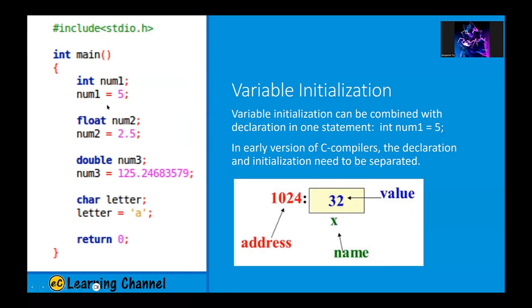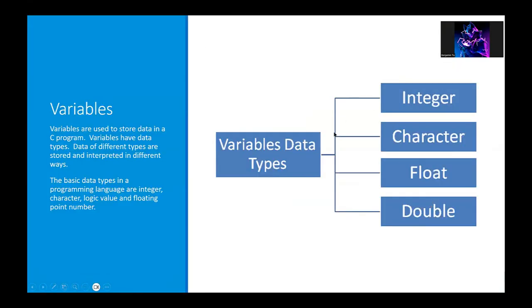So we have integer, double, or whatever. Character is still a single quote. Okay, this part is not hard. So there are several different data types: integer, character, floating point, and double type. And there is also a Boolean type.